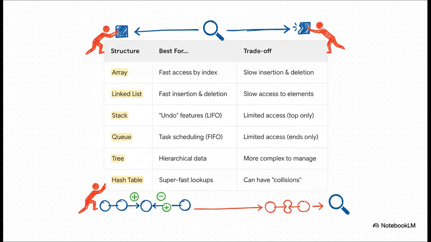For a real light bulb moment, just look at the array versus the linked list. An array gives you that instant access, but if you try to stick a new item in the middle, you have to slowly shift every single thing after it. A linked list, on the other hand, is great at that. You just rewire a couple of pointers. But try to find something in the middle of that list, you've got to walk the entire chain, one by one. Choosing the wrong one can be the difference between a snappy app and one that makes you want to throw your phone across the room.